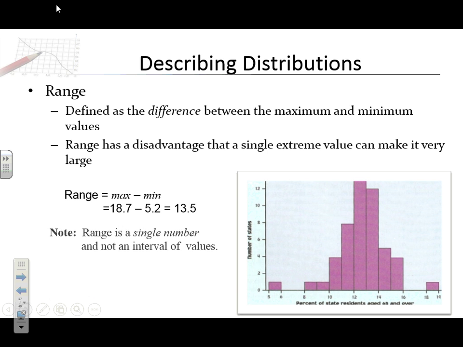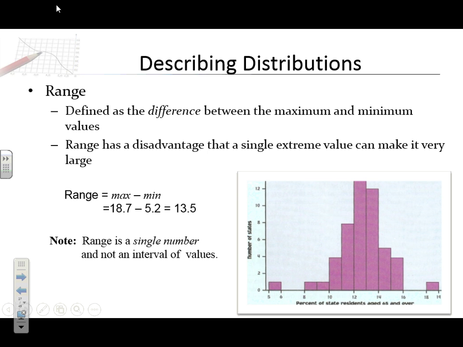Range is one number. It is not range like you guys think of it from algebra. It's not a range of values. It is one specific number. It's the difference between the maximum and the minimum. So when I say report the range, I want the one number. What is the maximum minus the minimum? Okay?